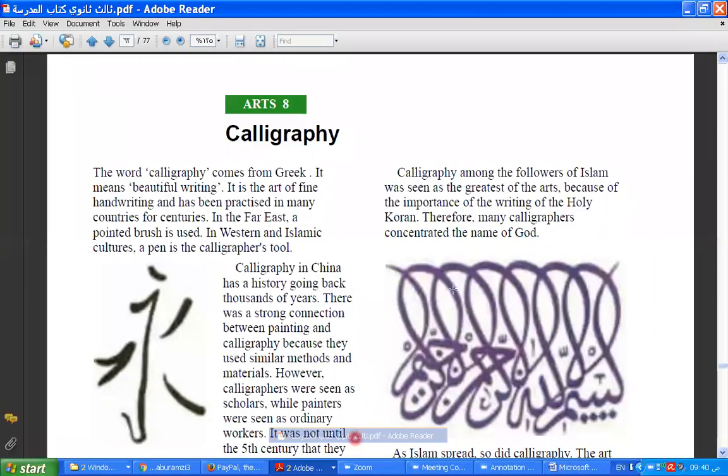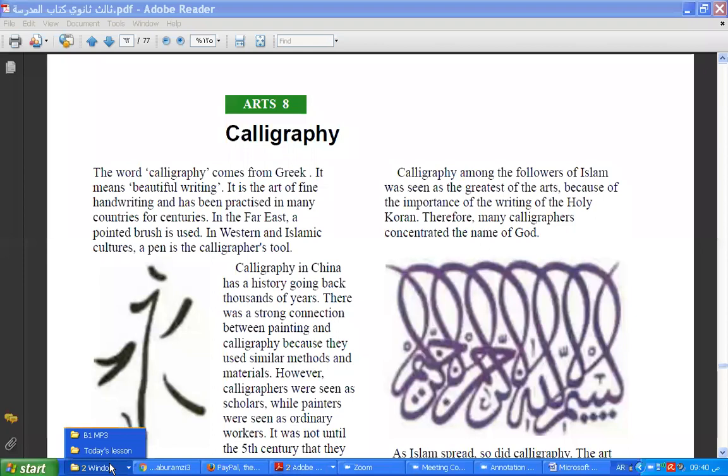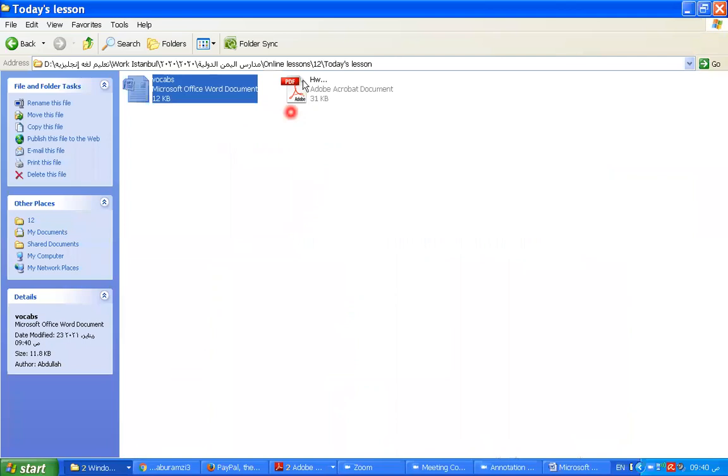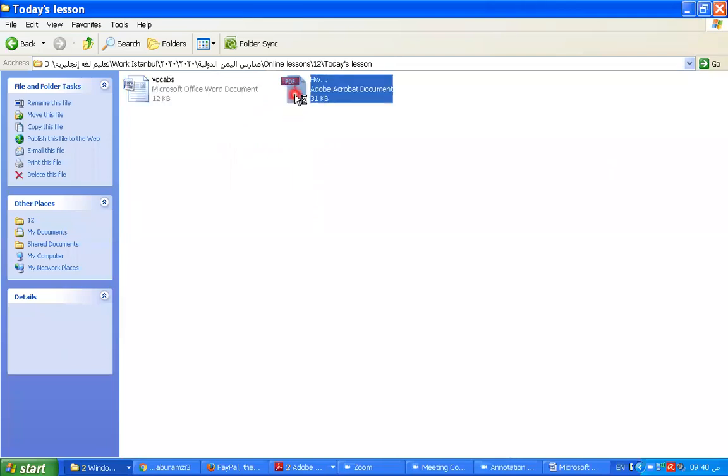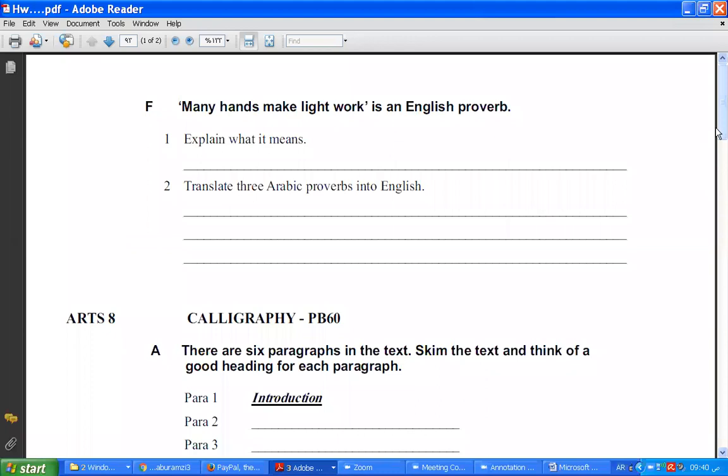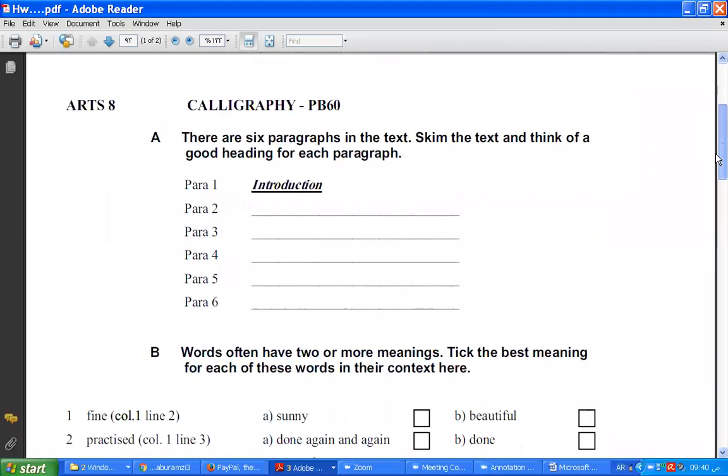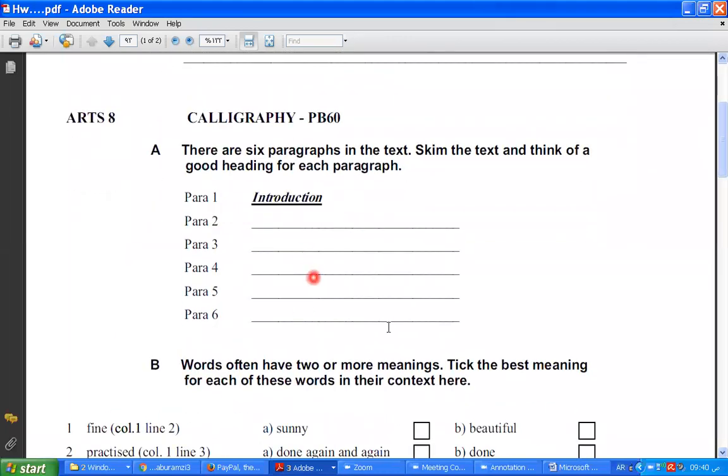So let's go back. Here we are going to read every paragraph, and after we finish reading every paragraph, we need to do something in the workbook at the same time. You understand me? Because it's related to reading. Okay.